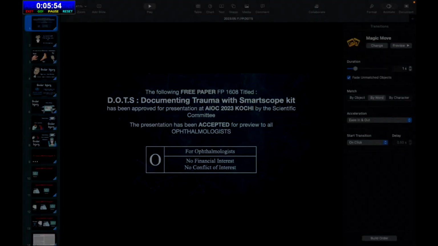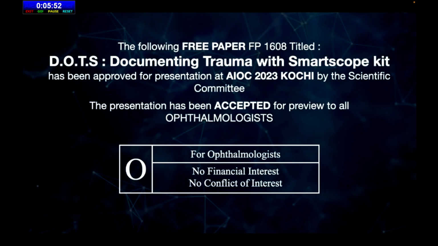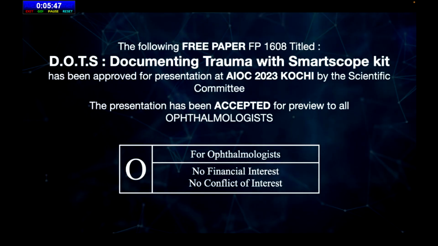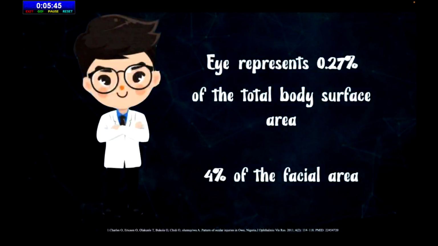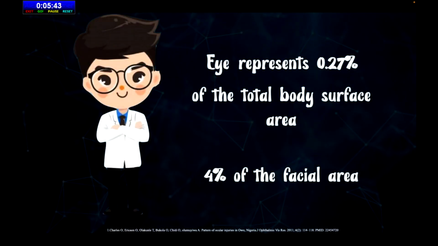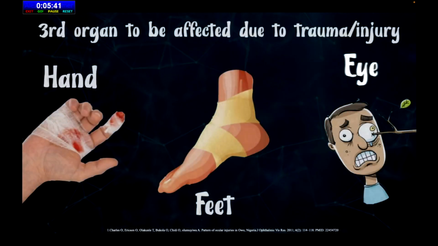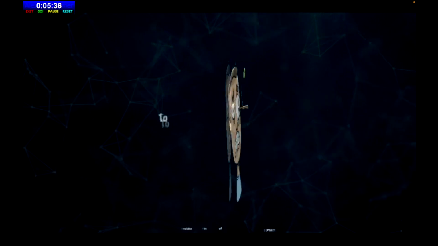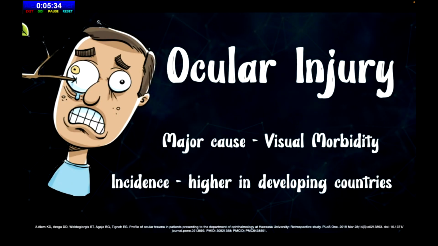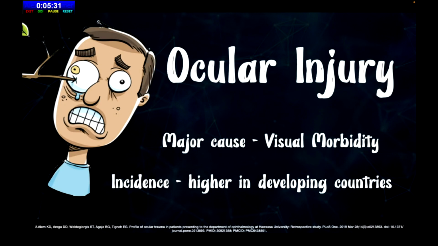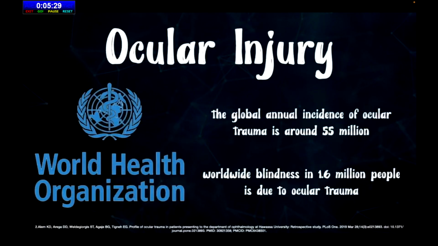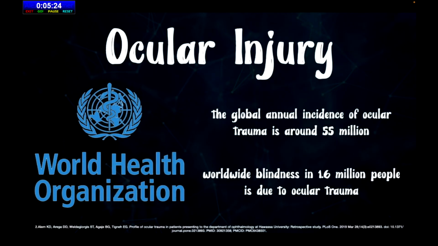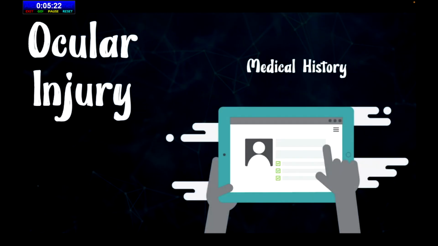So I'll be talking about documentation of trauma with Smart Scope Kit. We have already seen how Smart Scope Kit is used in patient screening for the outreach programs. Here we will see that the eye represents 0.27% of the whole body surface area, but still it's the third most affected organ, and it is a very major cause of visual morbidity, and the incidence is higher in the developing countries. The global annual incidence by WHO is 55 million trauma cases and 16 million going blind.